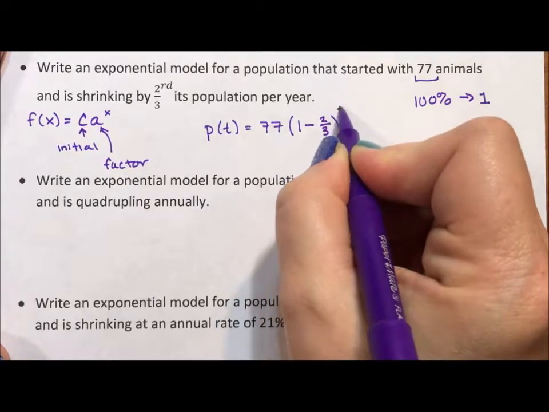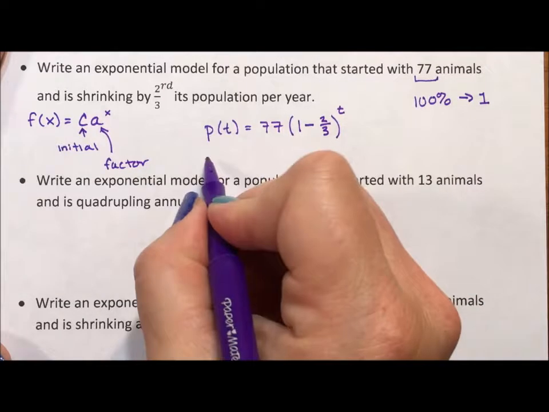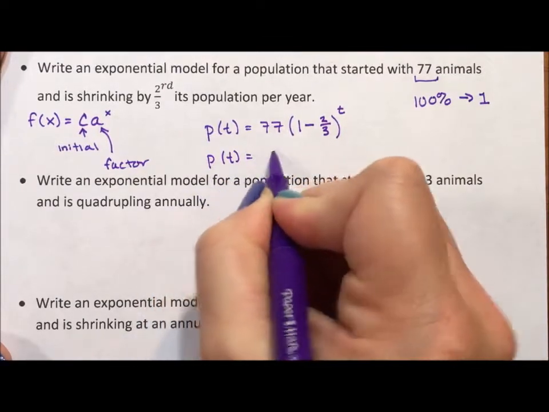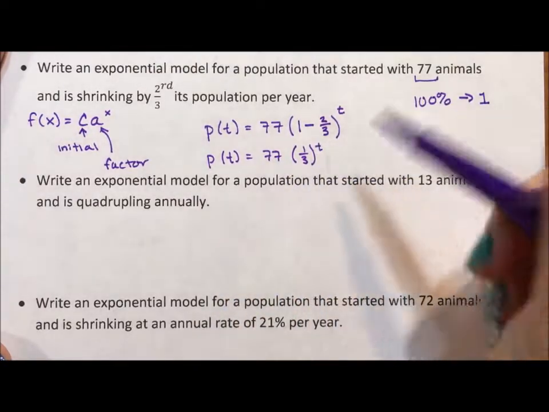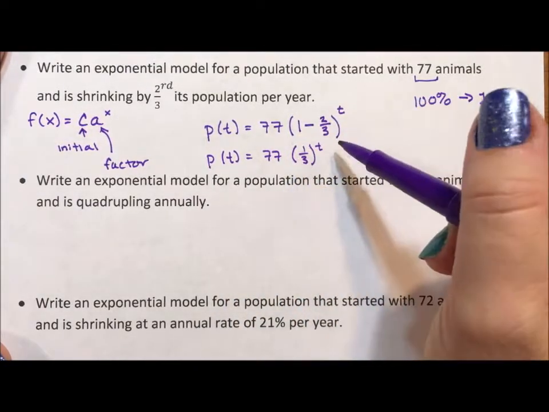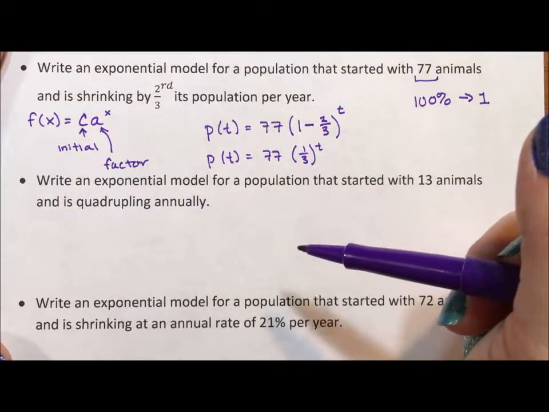And then this is an exponential function, which means the exponent has to be a variable. You are more than welcome to rewrite this as p of t equals 77 times 1/3 to the t. They're the same thing. I think this one's easier to follow as to what's going on, though in the case of fractions, it's not too different.